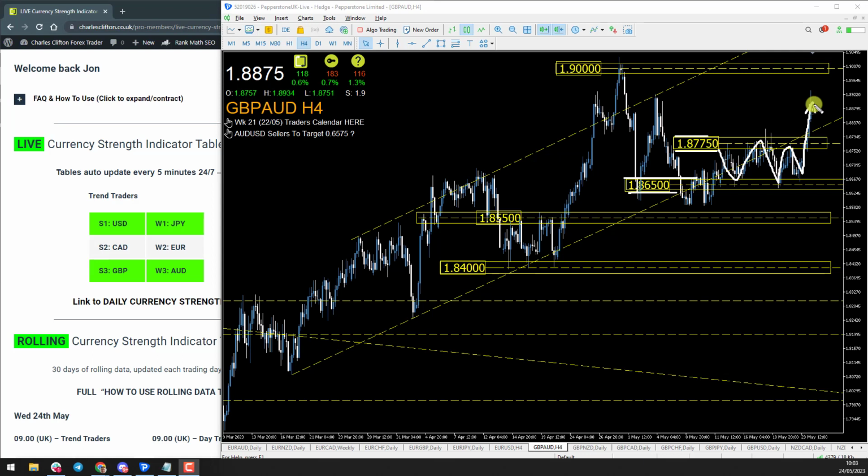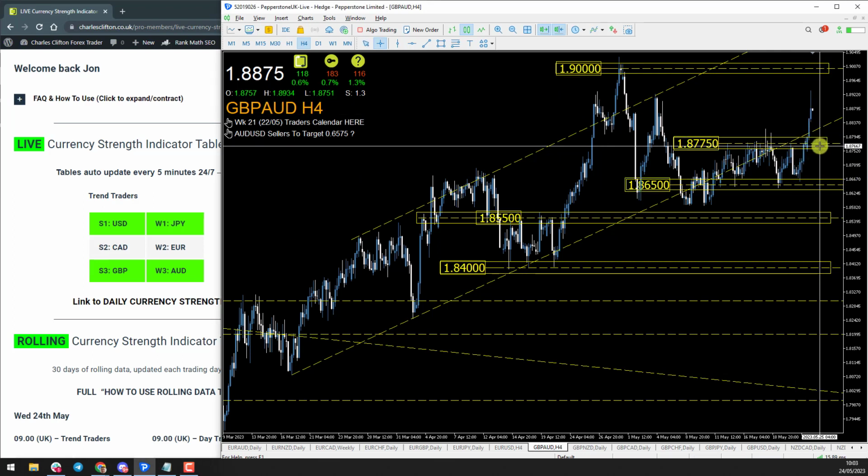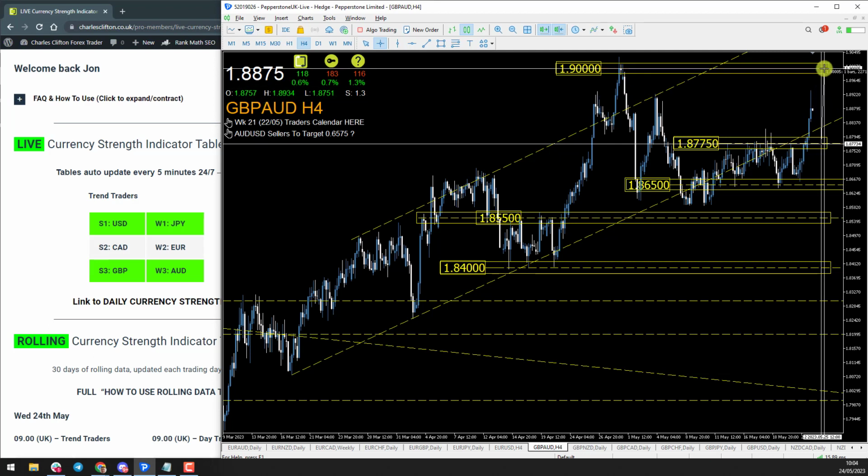It also gives me a level of interest to work from, because what I would like to do is wait for price to pull back into this range high at 1.8775 and see if it gives us an opportunity to get long, with our first targets being the 1.9 handle. If price did pull back into that area and we got long around there and targeted that, that's a 220 pip move on its own.